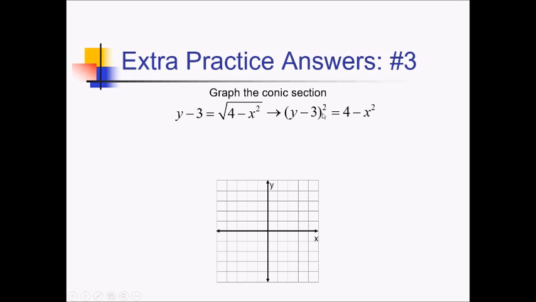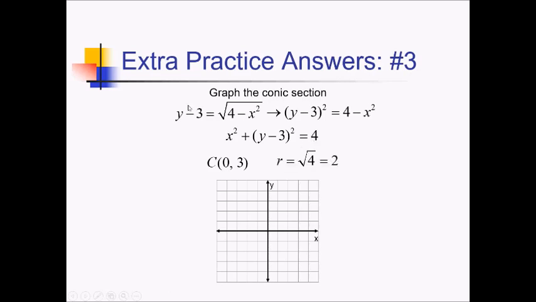Yep, so I've got (y minus 3) squared, and then I've got 4 minus x squared over here. Now let me just add x squared to the other side. And at this point, I've got something that looks kind of like a circle form. So I've got a center of (0, 3). Radius of square root of 4 is 2.